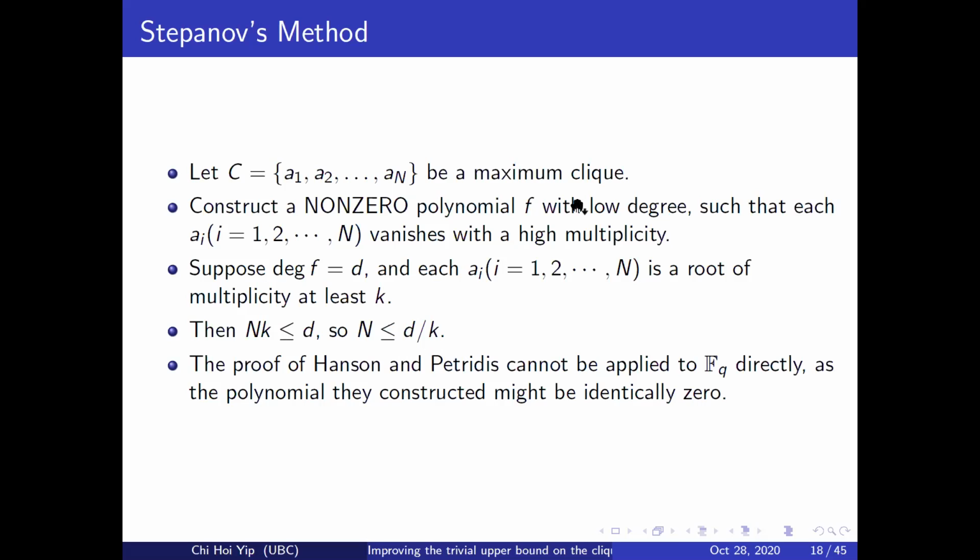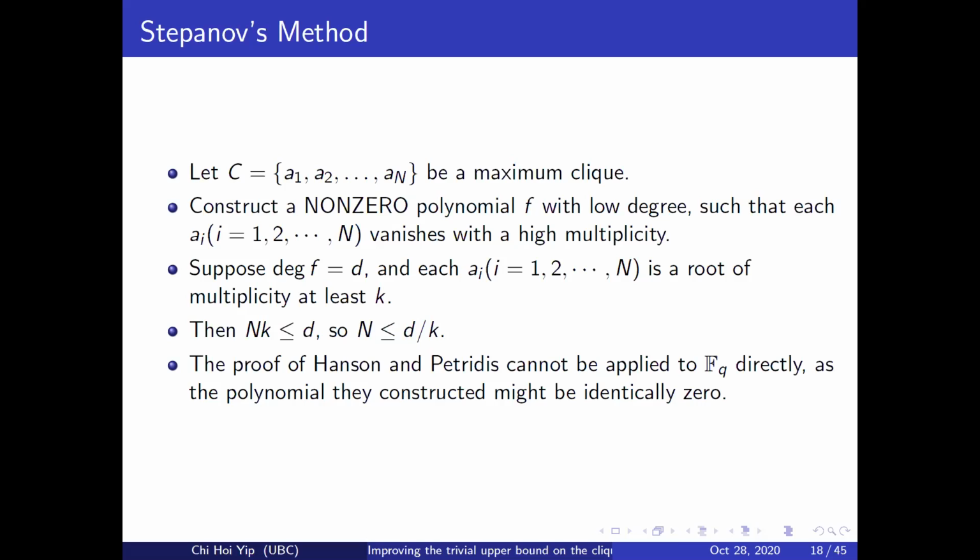So that's why we want this polynomial f to have low degree. And we want this k to be large, which means each ai vanishes with a high multiplicity. And we need to be careful because this polynomial must be a non-zero polynomial. Otherwise, this statement is not true. So the issue with Hansen and Pachidis proof is that if we just apply the polynomial they use to FQ directly, then there are some cases where the polynomial is the identically zero polynomial, so we cannot use the polynomial directly.